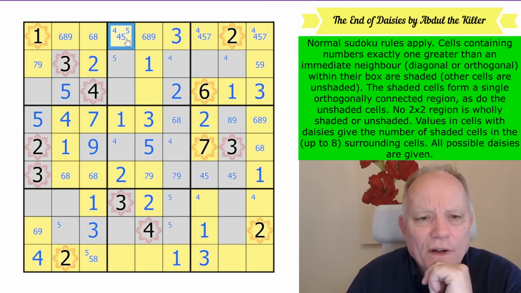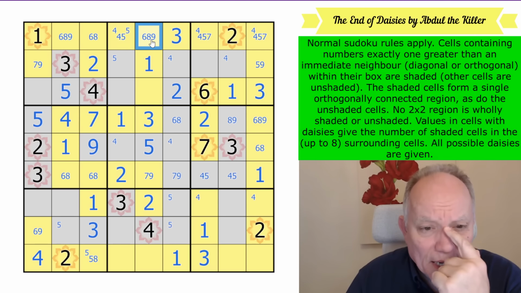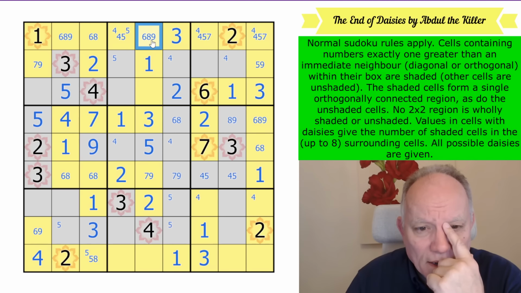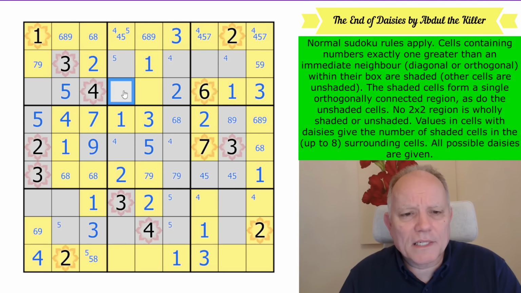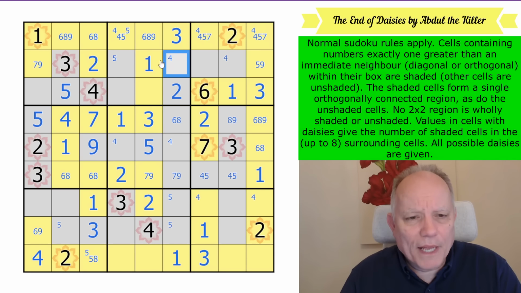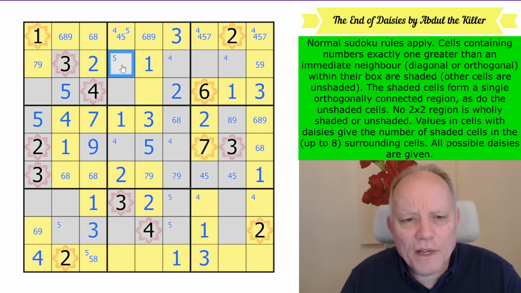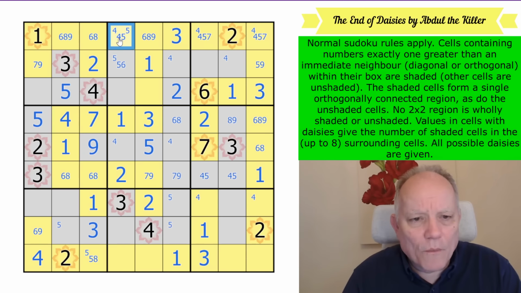If that's a 5, this can't be 6. Oh, that would have to be 6, because we've got this given 6. 6 couldn't be there or there, and that wouldn't be able to be 6 if that was 5. So if this is 5, that's 6. Otherwise it's 4 and this is 5. So this is always one more than that one.